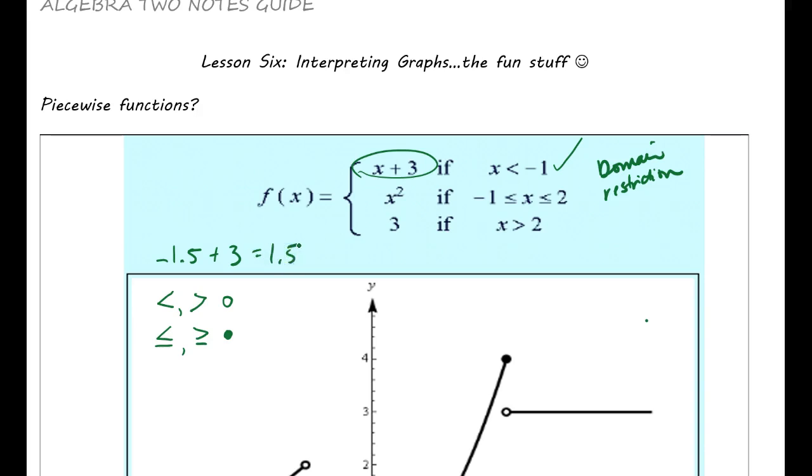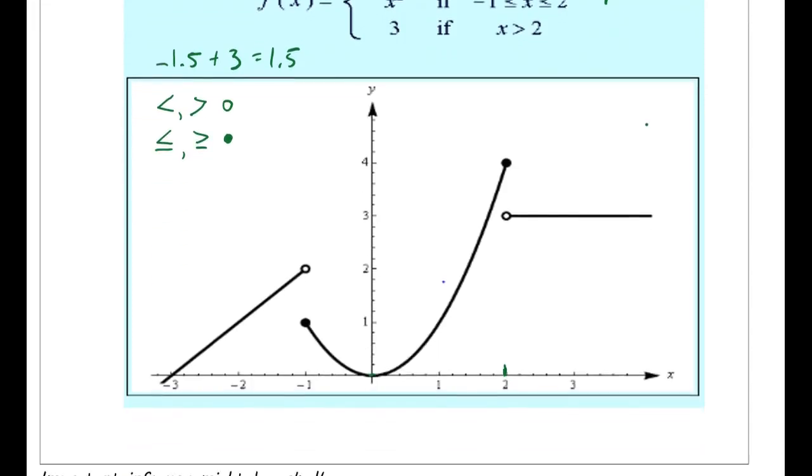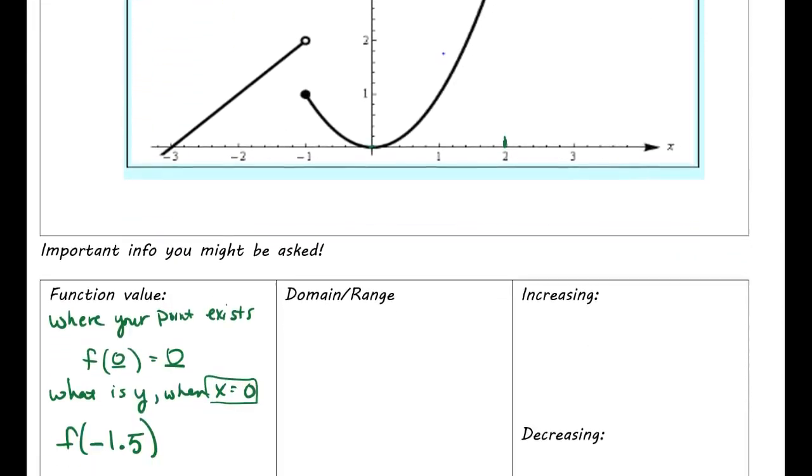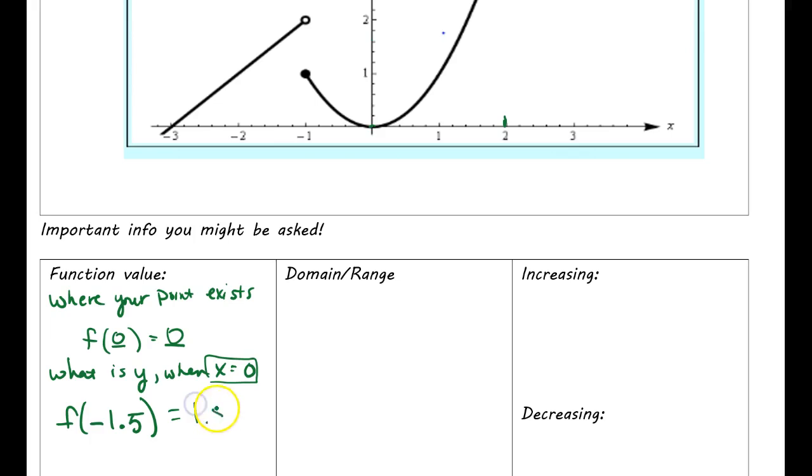That's the math that I do, and it turns out to be exactly 1.5. So you get the idea, I hope. You could use the graph or the equation. The equation's going to be way more accurate. Okay? All right, cool. So that's what you could be asked.